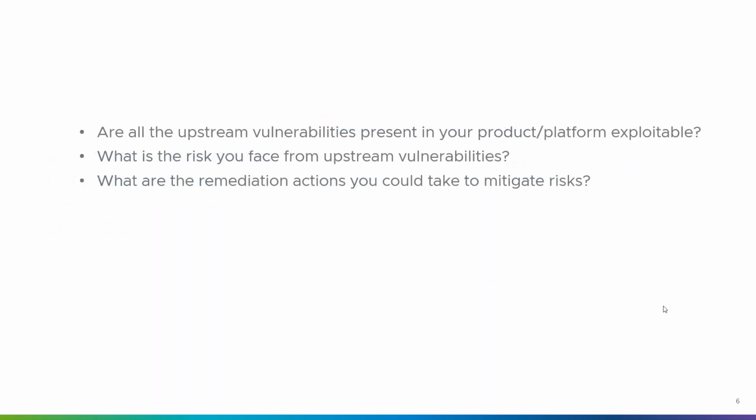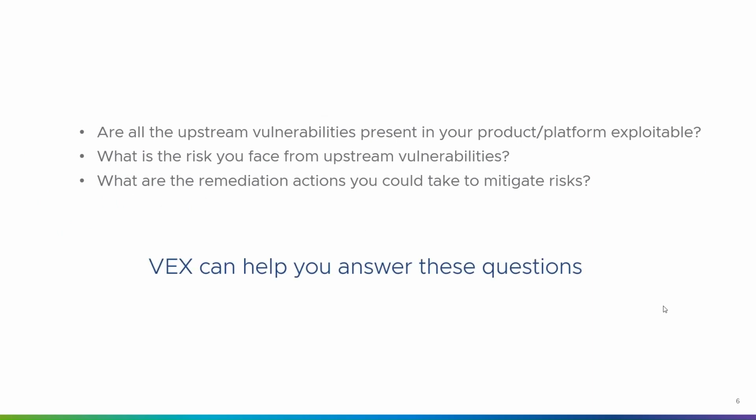So, as seen in this example, not all vulnerabilities detected by your scanner are exploitable in your product or platform. Some vulnerabilities will be exploitable only in certain configurations, and it is possible that some vulnerabilities which are detected by your scanner could have already been fixed by your upstream vendor. This is the problem that VEX solves. It gives you visibility into the true risk posed by the upstream vulnerabilities in your software supply chain, and it also points out remediation actions for you to undertake if they are available.